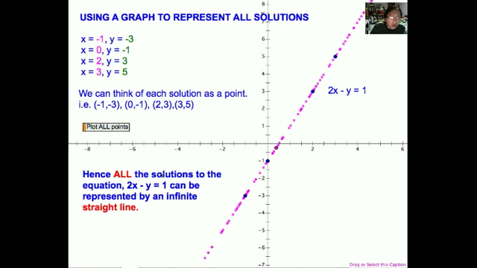As you can see, the solutions form a straight line. Hence, all the solutions of the equation 2x minus y equals 1 can be represented by an infinite straight line. That is, the straight line is the solution to the equation 2x minus y equals 1. And every point on this line is a solution.